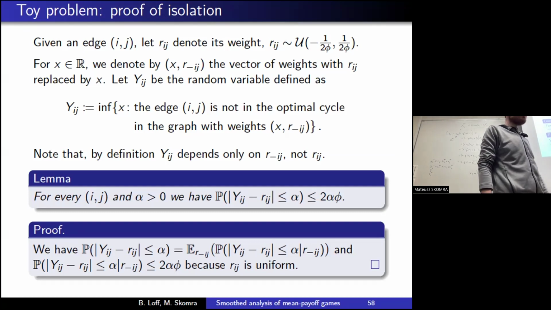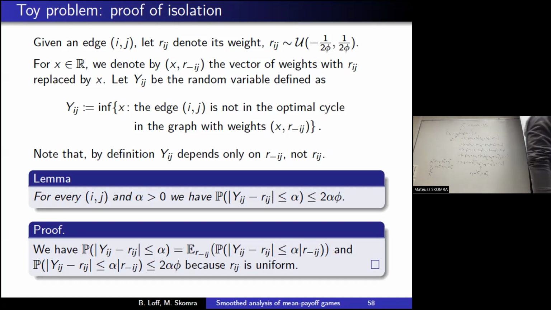Okay, that's the more formal proof, where you condition. You condition on R minus Ij, so now Y is a constant. And so the probability is 2 alpha, where alpha is the length of the interval, right?